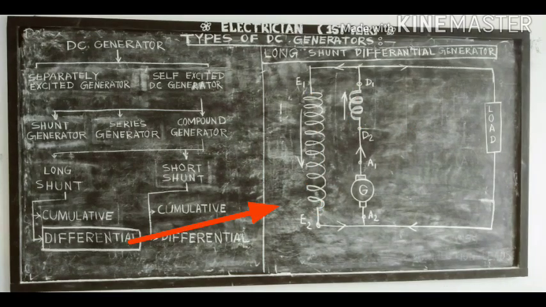It is the circuit diagram of long shunt differential compound generator. Here shown, the current flows in series field and shunt field winding are opposite, that is different direction, and that is why this type of generator is called differential compound generator. In this generator, the total flux will be less than that of cumulative compound generator.